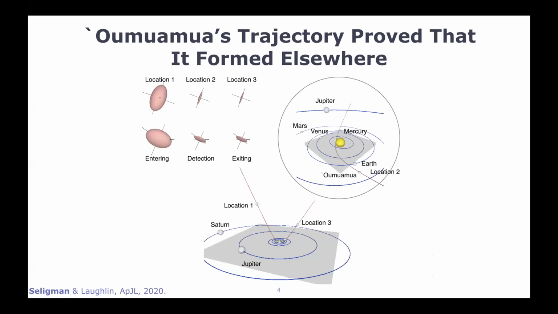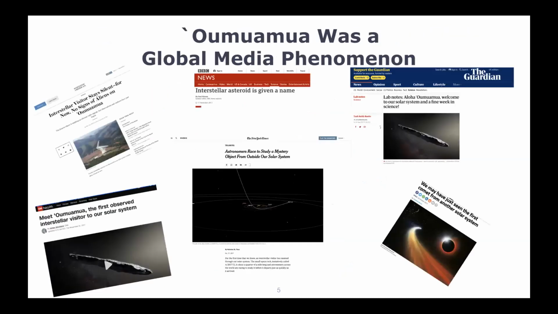What I'm showing you here is just a schematic of Oumuamua's trajectory. You're seeing the whole solar system here, and then if you zoom in on the inner solar system, shown in red is Oumuamua's trajectory. This is where it was when it was discovered, when it was closest to Earth. The hyperbolic nature of the trajectory definitively proved that Oumuamua was not from the solar system. So this was a piece of something that formed outside of the solar system and was just passing through our solar system. And it was immediately a global media phenomenon.